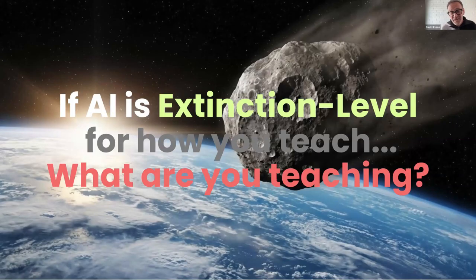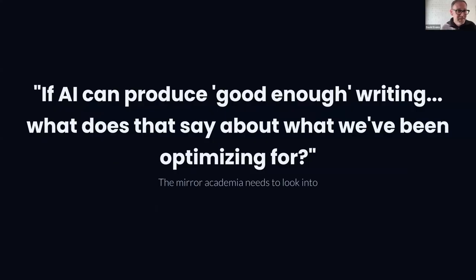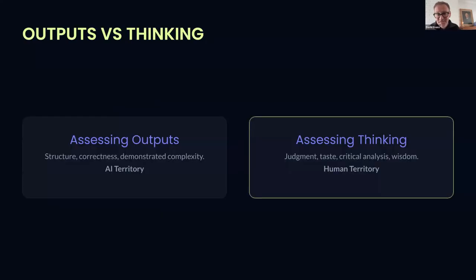This leads me to a broader question: if AI is extinction level for how you teach them, what are you teaching? If AI can produce good enough writing, what does it say about what we've been optimizing for? I think this is the question that education in general needs to wrestle with, right? We are at a point in history where we need to move from assessing the output to assessing the thinking. This is opinion. You can disagree with me. I'm cool with that. I'm grown up.